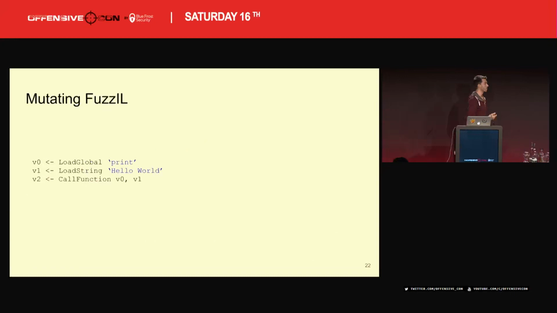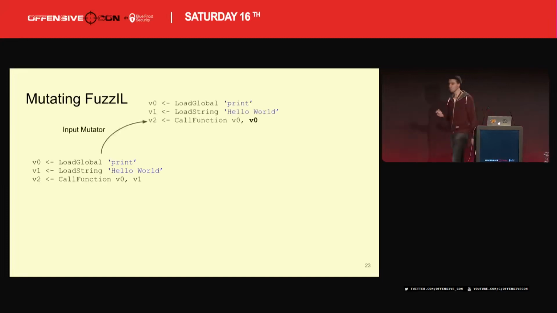But let's talk about mutating, which is the really important part. So here's a simpler FuzzIL program, and I'm going to show a few fundamental mutations for it. The first one is called the input mutator. It's a data flow mutation. It's really simple. It takes an input value of some instruction and replaces it with a different one. In this case, the call function operation's second input was previously v1, and now it's v0, and now we have changed the data flow of the program.